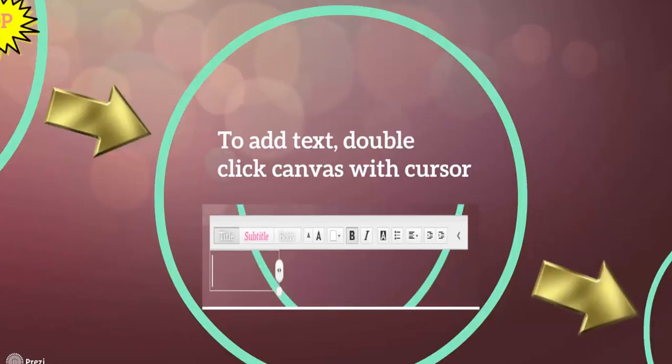To add text, you want to double click the canvas with your cursor, and you'll notice when you do that, you should see this box come up here, where you can pick the style font you want, the size, the color, bold, italics, for example, if you want bullets, what justification you want on it, etc.